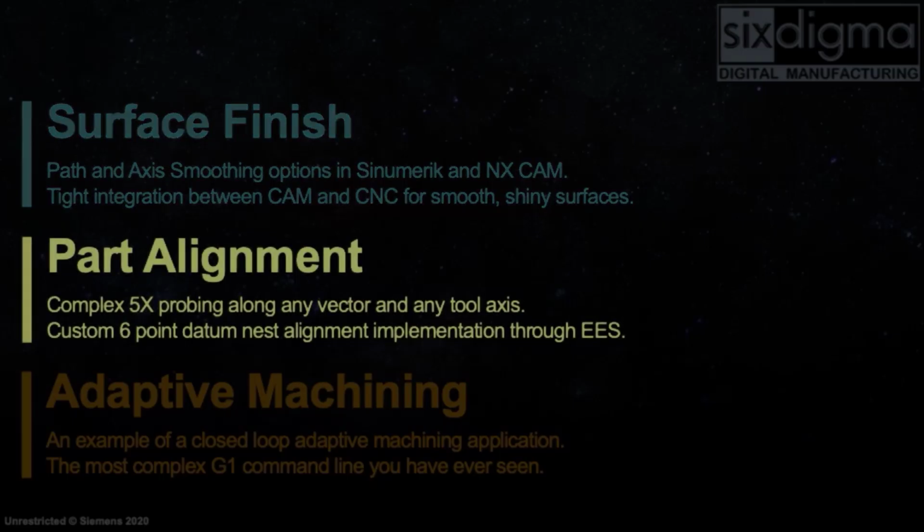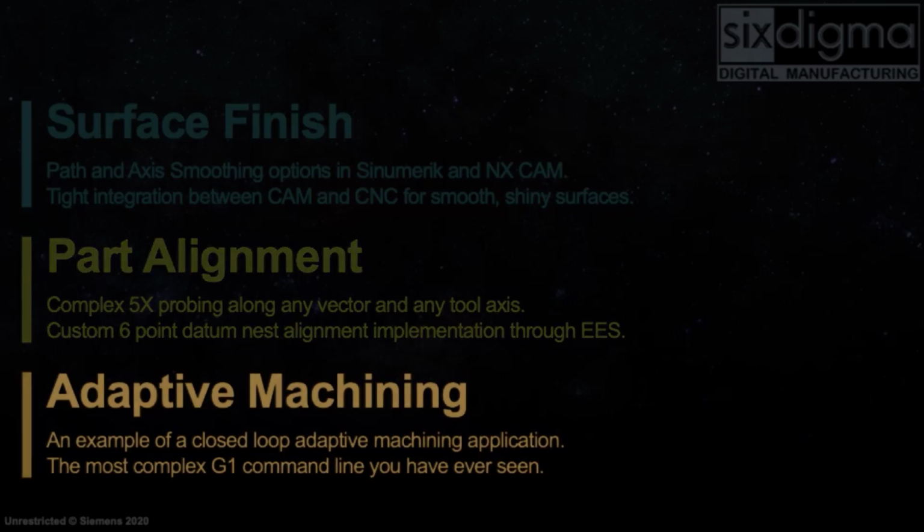In the second example, we will demonstrate a unique part positioning method. This uses 5-axis probing in NXCAM and EES from Siemens 840D. In the last example, we will demonstrate an adaptive machining toolpath. This uses probing results from a Bloom Digilog scanning probe.